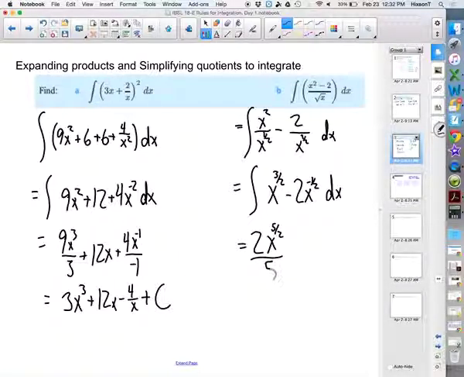Over 5, right? Because then you add 1, it's 5 halves. Now it's over 5 because when you add 1, it's 2 over 2. A lot going on here, I know. So then minus, times x, no never mind, it would be x to the positive 1/2. All right, 2x to the positive 1/2 divided by a half, which is times 2. So you were right, there would be a 4 here.